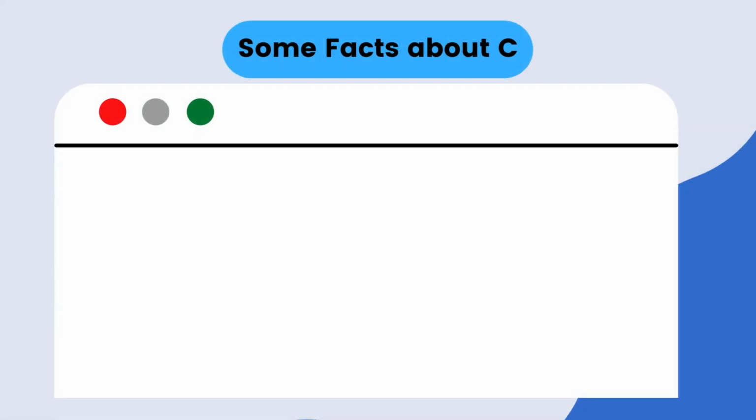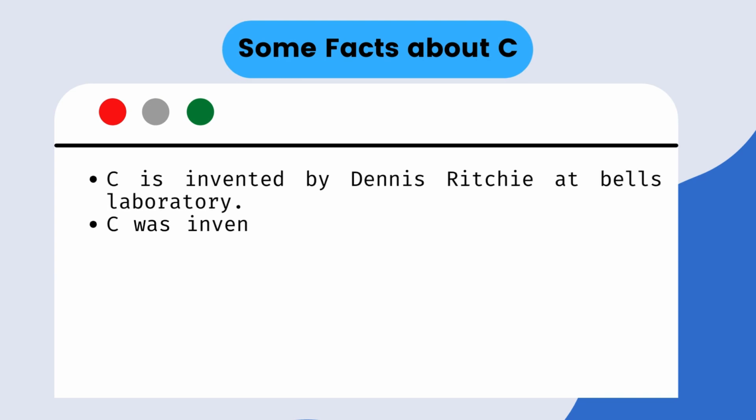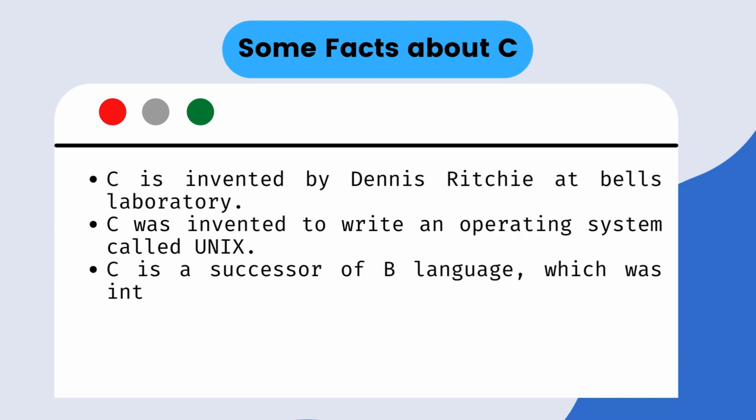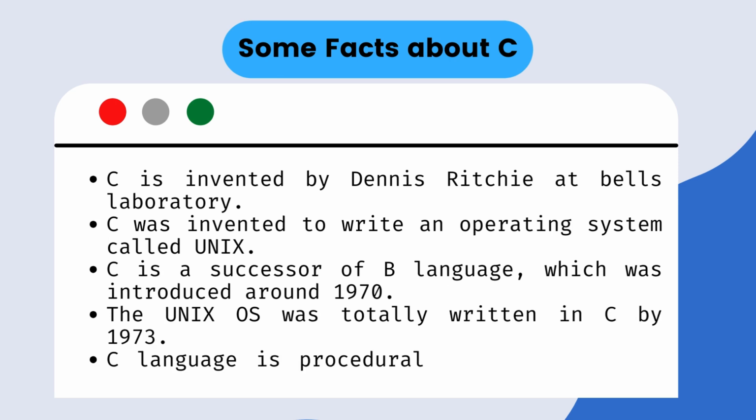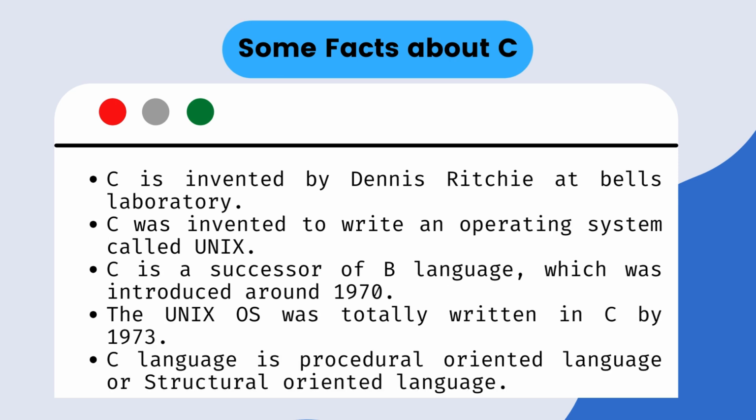Let us know some facts about C language. C was invented by Dennis Ritchie at Bell Laboratories. C was invented to write an operating system called Unix. Now it is called Linux. C is a successor of B language, which was introduced around 1970. The Unix OS was totally written in C by 1973. C language is a procedural-oriented language or structural-oriented language.